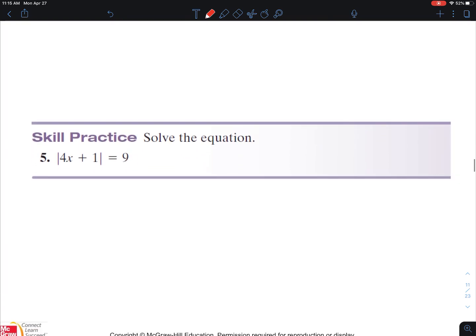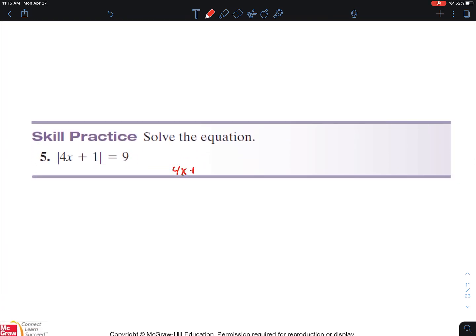All right, here's another one. So we're going to have 4x plus 1 is equal to 9, or 4x plus 1 is equal to -9. So I'm going to subtract the 1 from both sides. So I get 8, and then I divide both sides by 4, and I get 2. Here, we do the same thing. So it's just a process that you do on both sides.